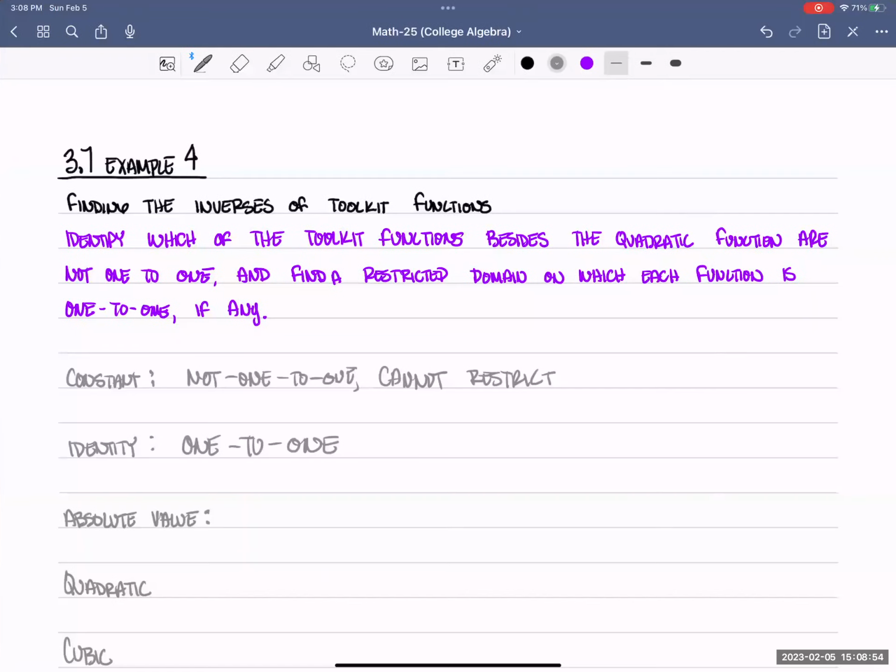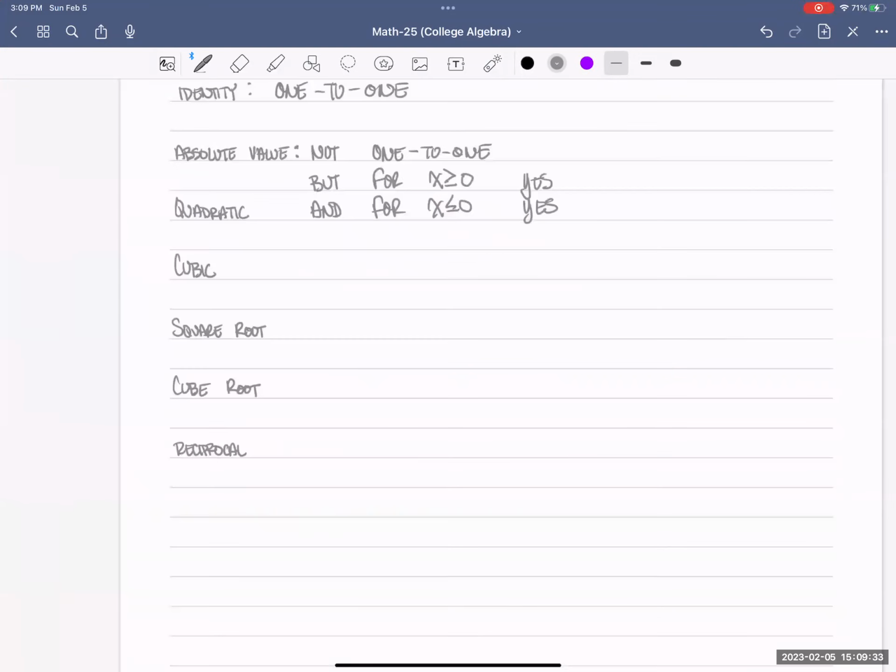So for the absolute value, we could say not one-to-one, but for x being greater than or equal to 0, yes, and for x being less than or equal to 0, also yes.